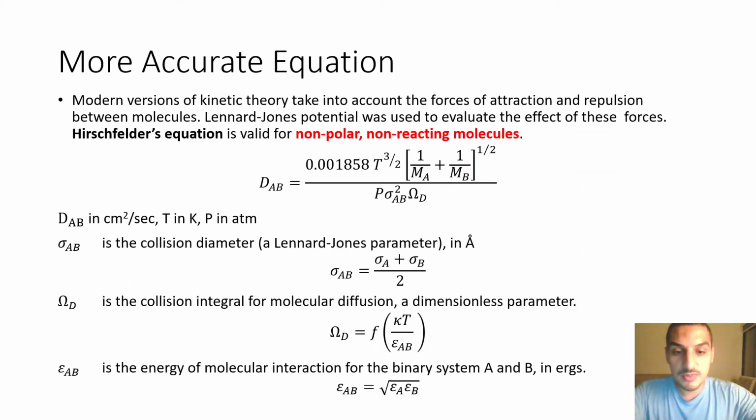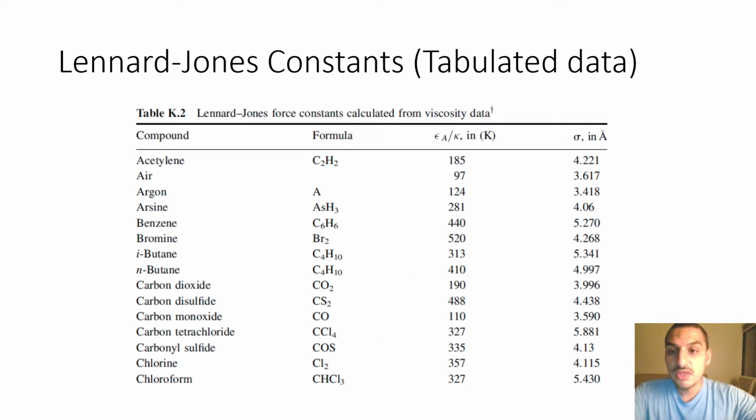So back to the parameters that we need to know so that we can substitute in the equation and get the value of the diffusion coefficient. This table is in appendix K in the textbook. It is a list of the Lennard-Jones force constants for different materials. I have acetylene, air, argon, and many other things. The table was long. I just put part of the table so that you can see an example of the shape of the table.